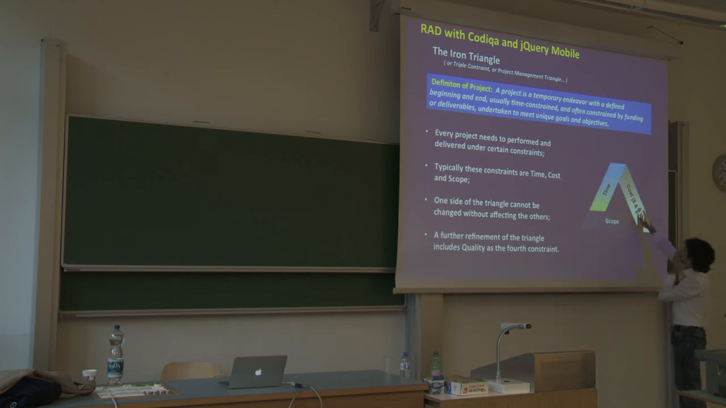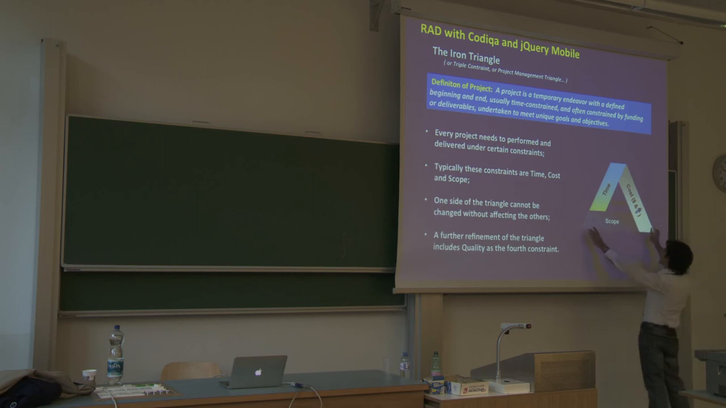As you can see in this triangle, normally when we have a project, we have some constraints. These constraints generally are time, the cost, which in some project management frameworks also includes the people working on a certain project, not only the, let's say, the dollars, but also the people invested in a project. And then we have the scope. Then, as you can see here in the middle, we have quality. Quality could be a fourth constraint.